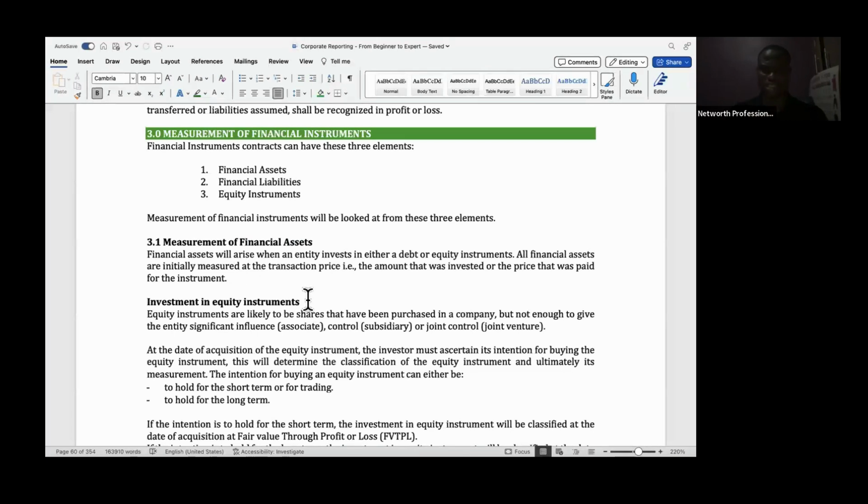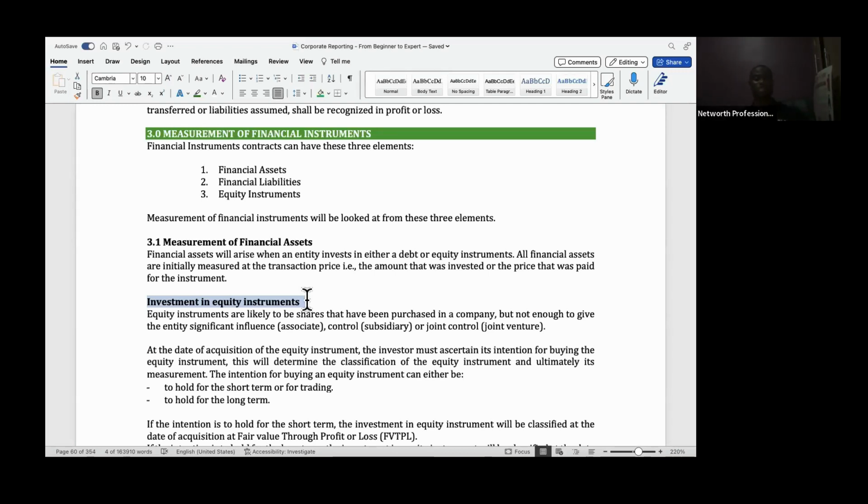Now, let me pick it one by one, focusing on what happens at the date of the transaction, starting with when you buy shares in another company, which I call here investments in equity instruments. When you buy shares in a company, in your books, you recognize it at the amount you have paid for those shares. But I need you to understand that buying shares will lead to a lot of things, like what Mr. Kazim is teaching you on group accounts. Preparing consolidated accounts is a result of buying shares in another company.